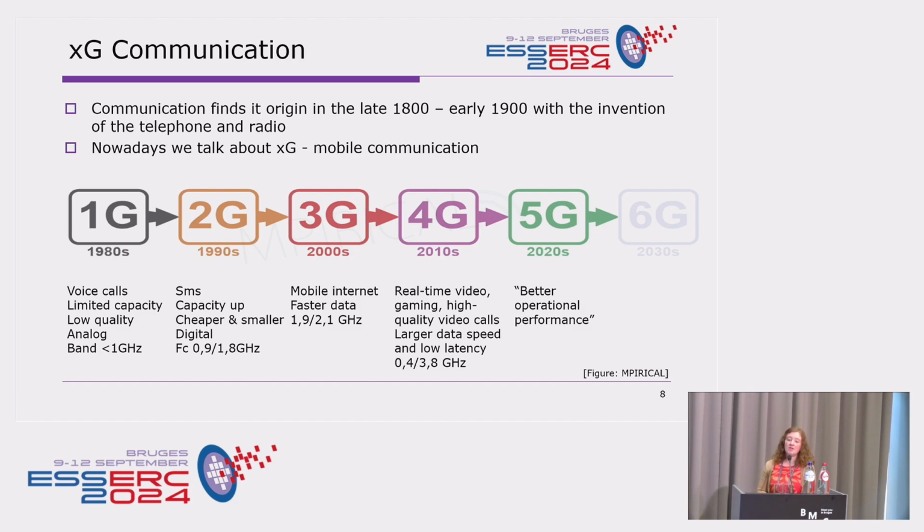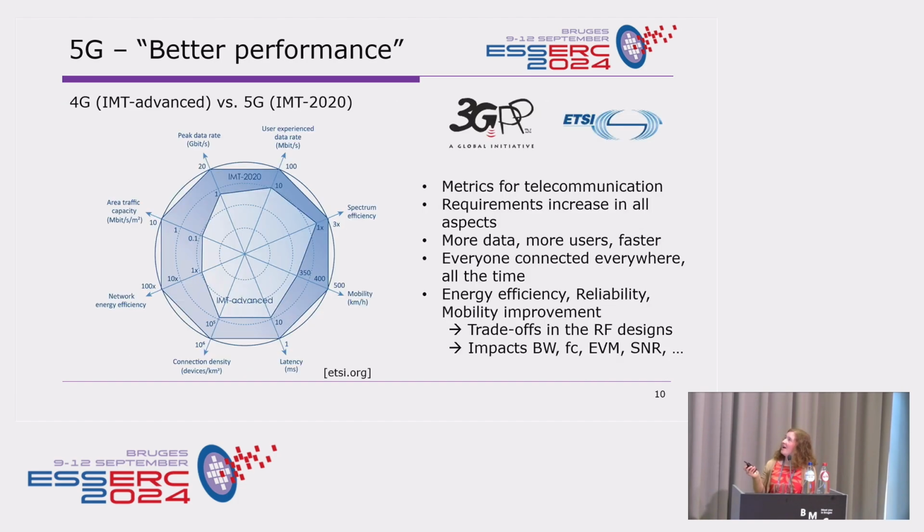And what they generally say is we have a better operational performance. Now, I will talk about this a bit later in the slides, but now still we see also this grayed out 6G. This is coming. We don't know when, we don't know what it is exactly, but it's coming. So a bit more about 5G and what I mean with we want a better performance.